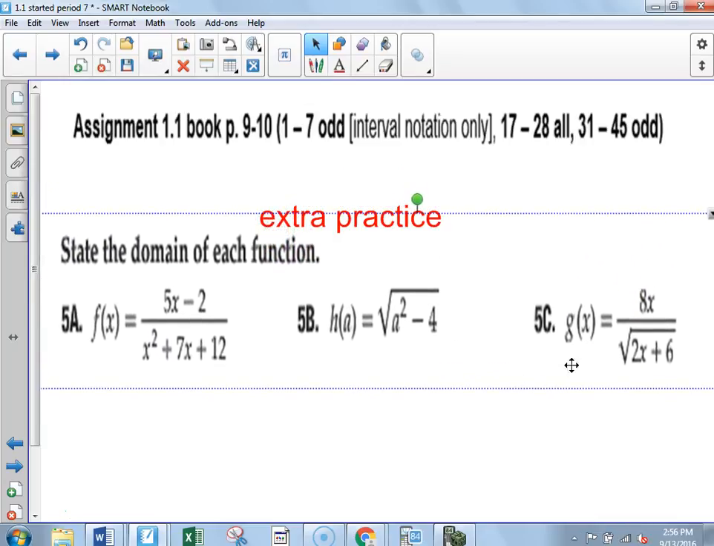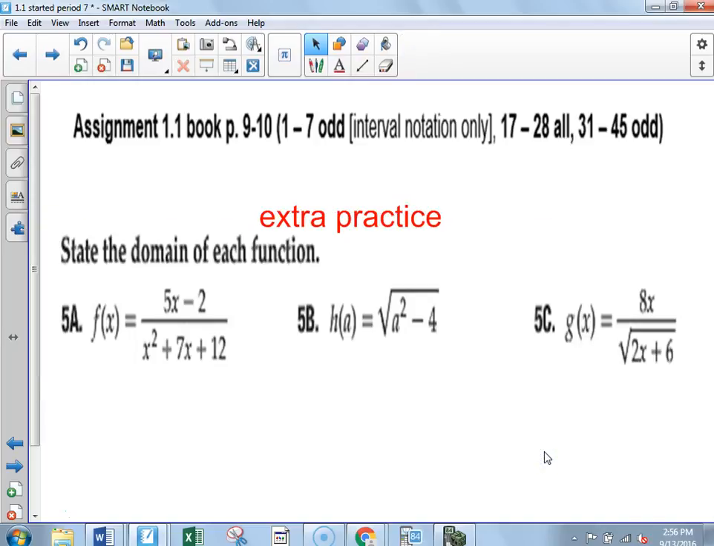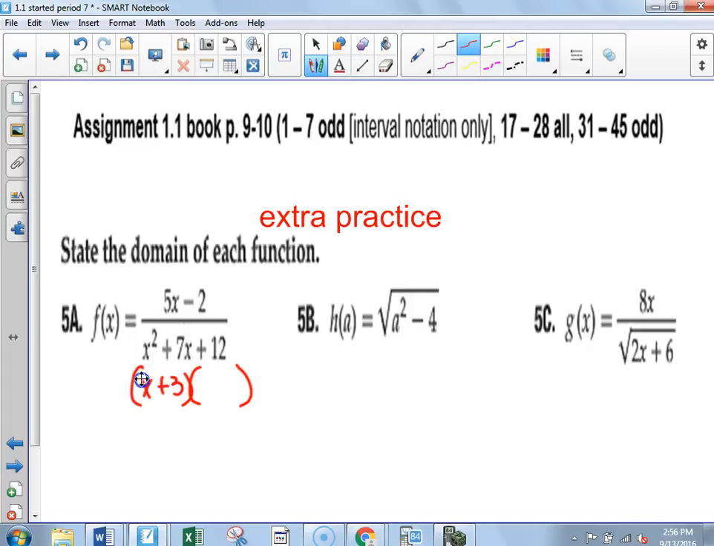Two of these are things we haven't talked about before. The first one is one you should be able to get. Everything works except what? Everybody okay with that one? Okay. This is a little bit messier, actually a lot messier.